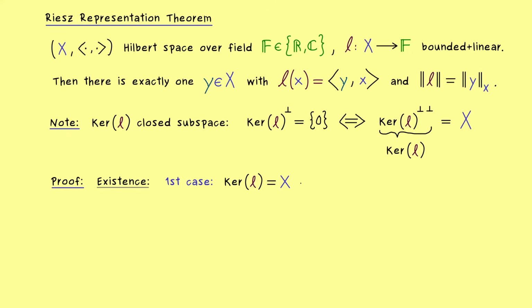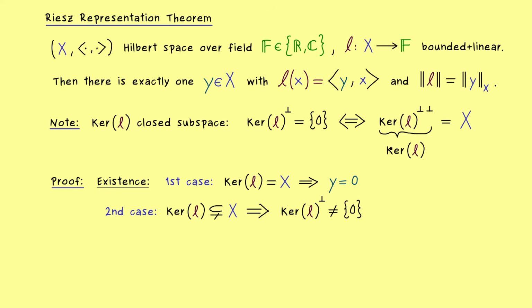This is the trivial case because it means that we actually have the 0 map for our linear functional L. Which means y equal to 0 already satisfies everything. Therefore, the actually interesting one is the second case where the kernel is definitely smaller than the whole space X. And by what we have said before, this one also implies that the orthogonal complement of the kernel is at least one-dimensional. The 0-dimensional case is simply not possible.